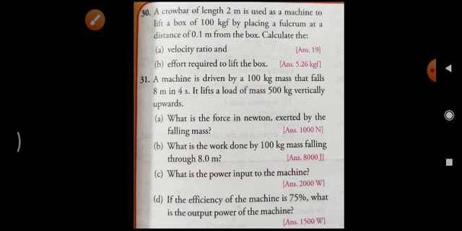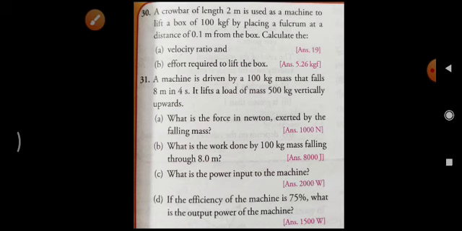On what purpose is it used? It is used as a machine to lift a box of 100 kilogram force, by placing a fulcrum at a distance of 0.1 meter from the box, or from the load. So the load is 100 kilogram force, and from the load to the fulcrum, that is the load arm, is also given as 0.1 meter.